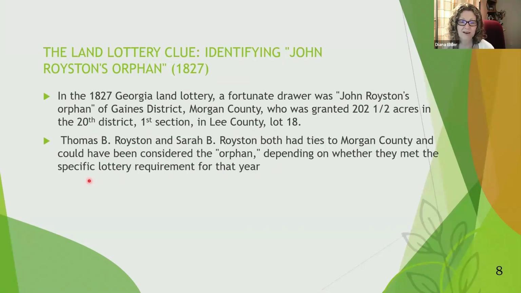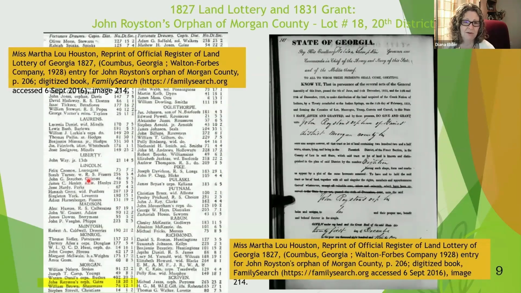Georgia has several land lotteries, and every year they had these specific requirements. So let's take a look at the pieces of evidence that we have. First of all, we have two different sources for this. One is a derivative record. So this is published as a book. It's now been digitized, and it is a reprint of Official Register of Land Lottery of Georgia, 1827.